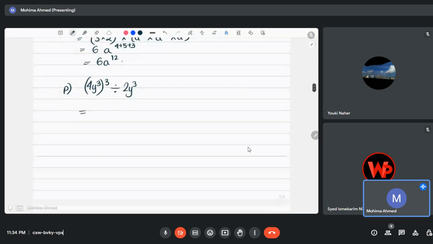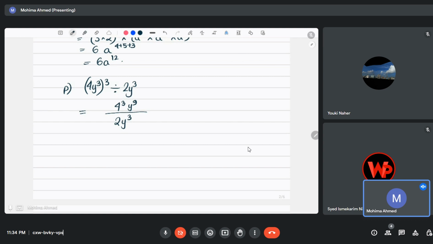So you can obviously write this in fractions, easier for you to understand. So since you have whole cube on 4y cube, it indicates that you have 4 cube y power 9, right? Because when there's a power on top of power, the powers get multiplied with each other. So 3 into 3, you get 9. And at the denominator, you have 2y cube.